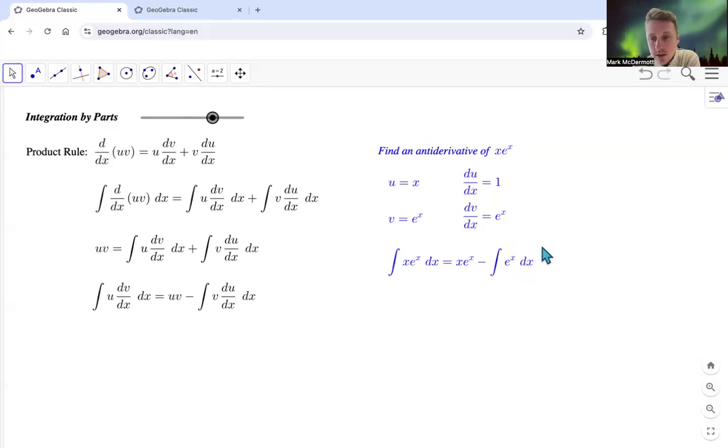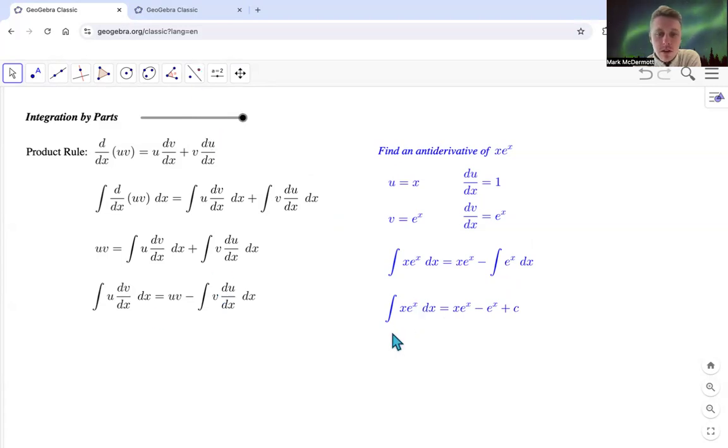What you'll notice is this integral here is actually computable, because we know that. So we get the integral of x e to the x dx equals x e to the x minus this integral here, which is just e to the x, but don't forget the constant of integration. So you have to add plus c when you take the antiderivative of this. And that's an example of applying integration by parts and why it's useful.